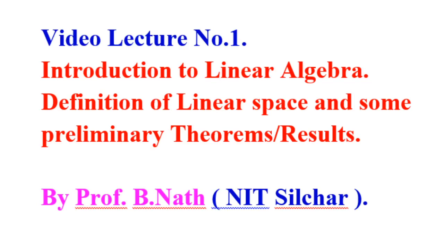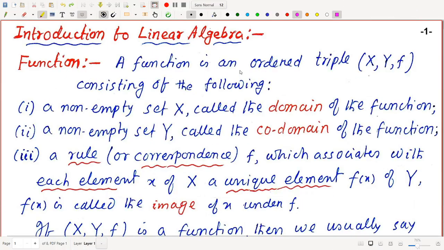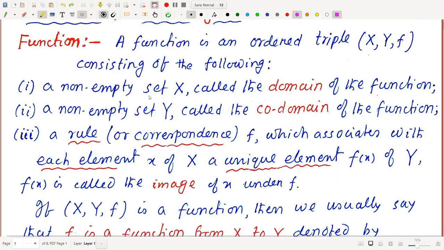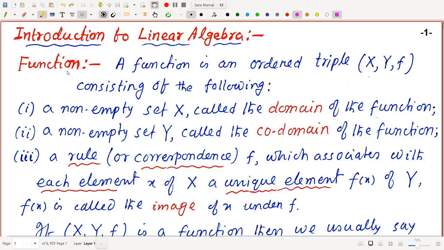Hello students, this is my first class with you and it is an introduction to linear algebra, and today we shall also see the definition and some preliminary theorems on linear space. So first, mathematics starts with sets and functions. That's why I am defining what is a function first, assuming that you know what a set is.